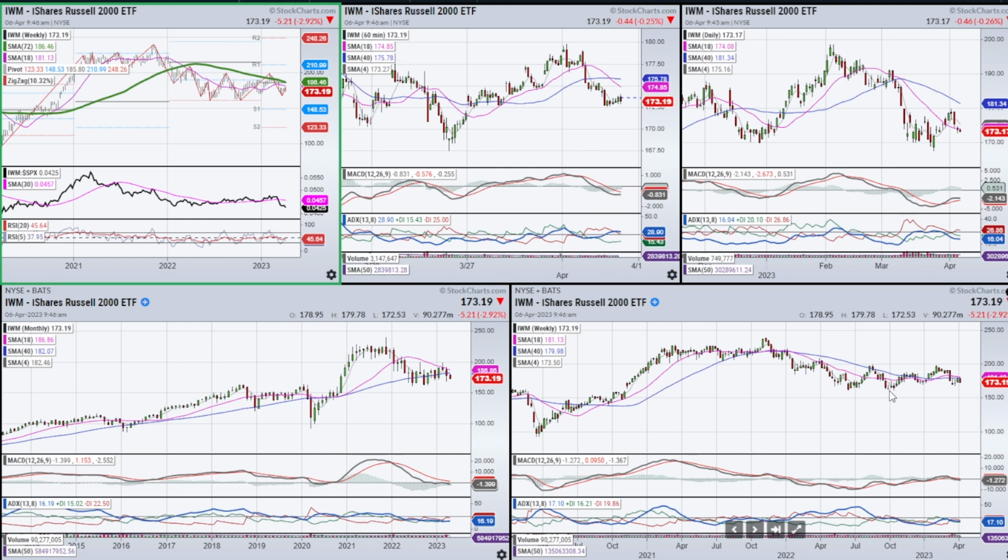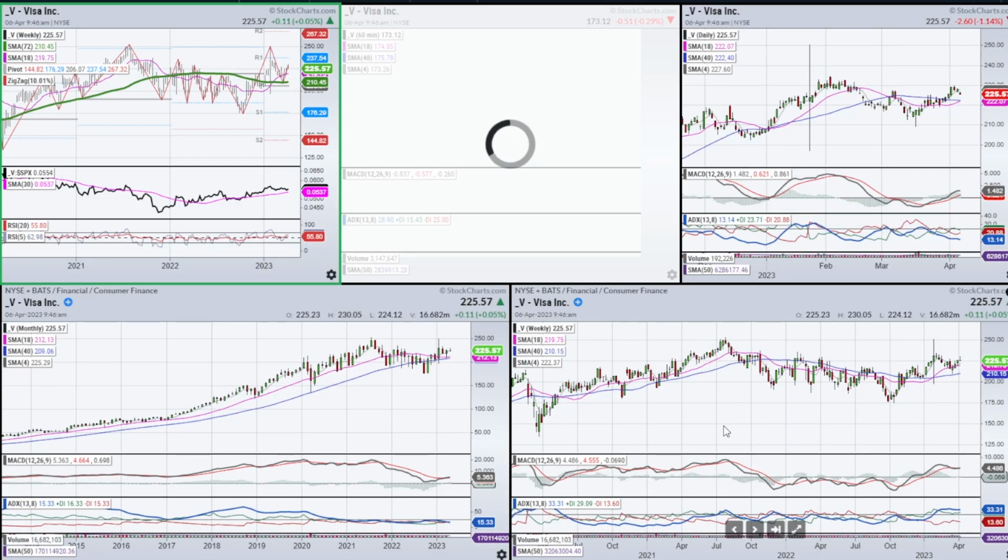But I do think there's a decent amount of price support underneath. It's just a relative problem. When the small caps are underperforming, you're typically not in as strong of an environment.